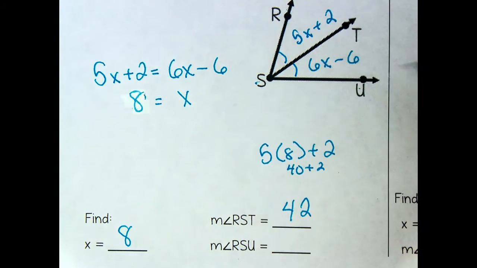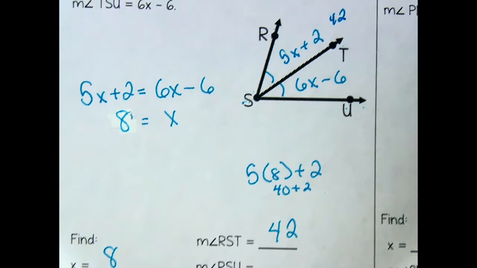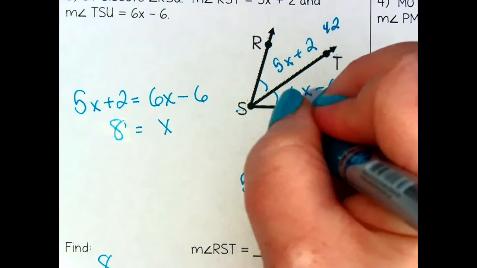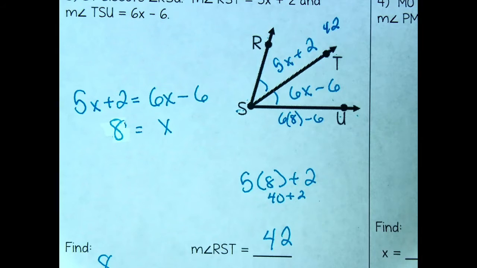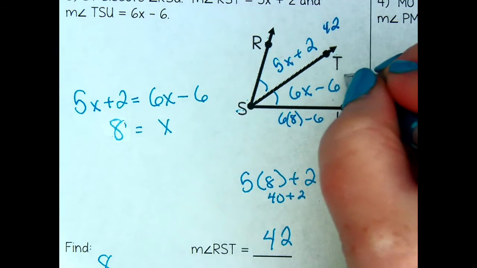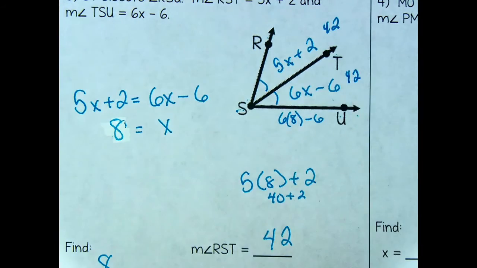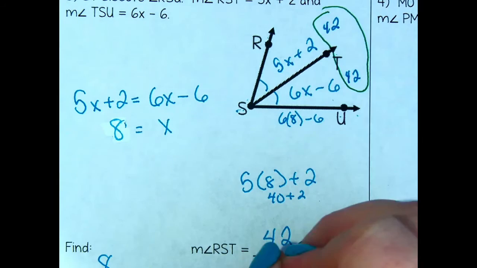RSU is based upon angles RST and TSU. If this side is 42, then this side should be 42, and I like to substitute just to make sure that I didn't make a mistake. 6 times 8 is 48, minus 6 is 42, and then to get the entire length, I simply add those up, and I get 84.